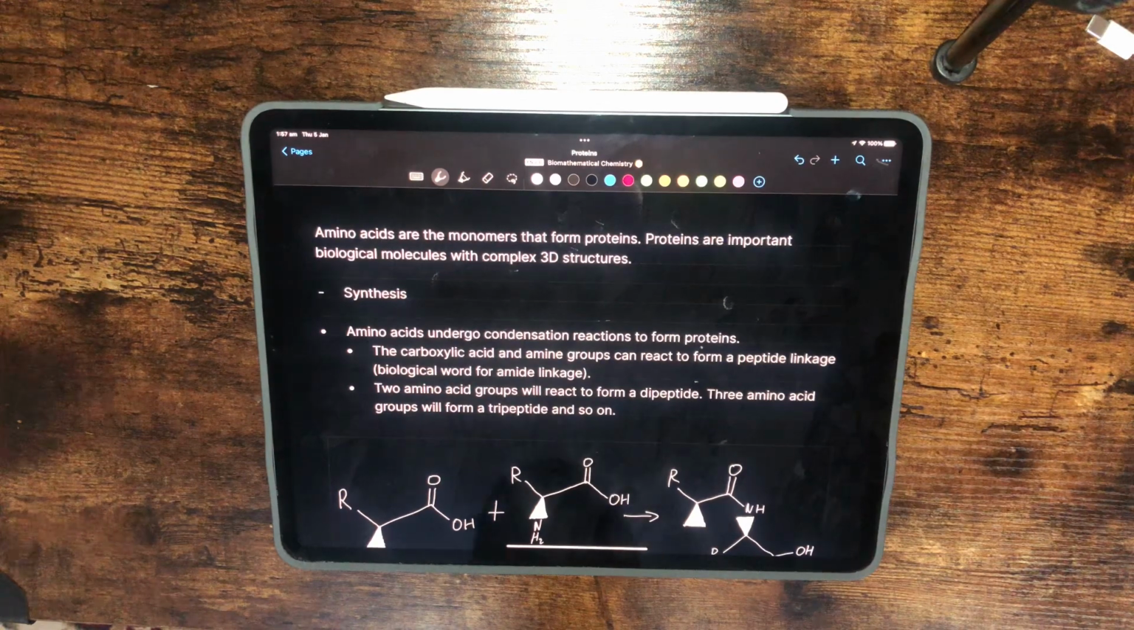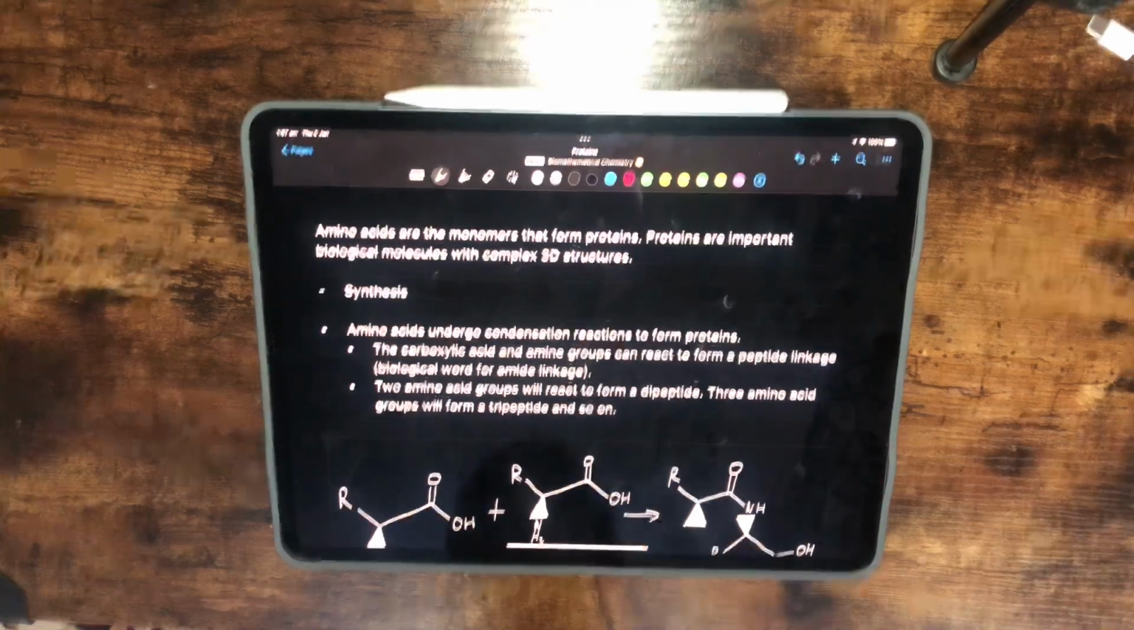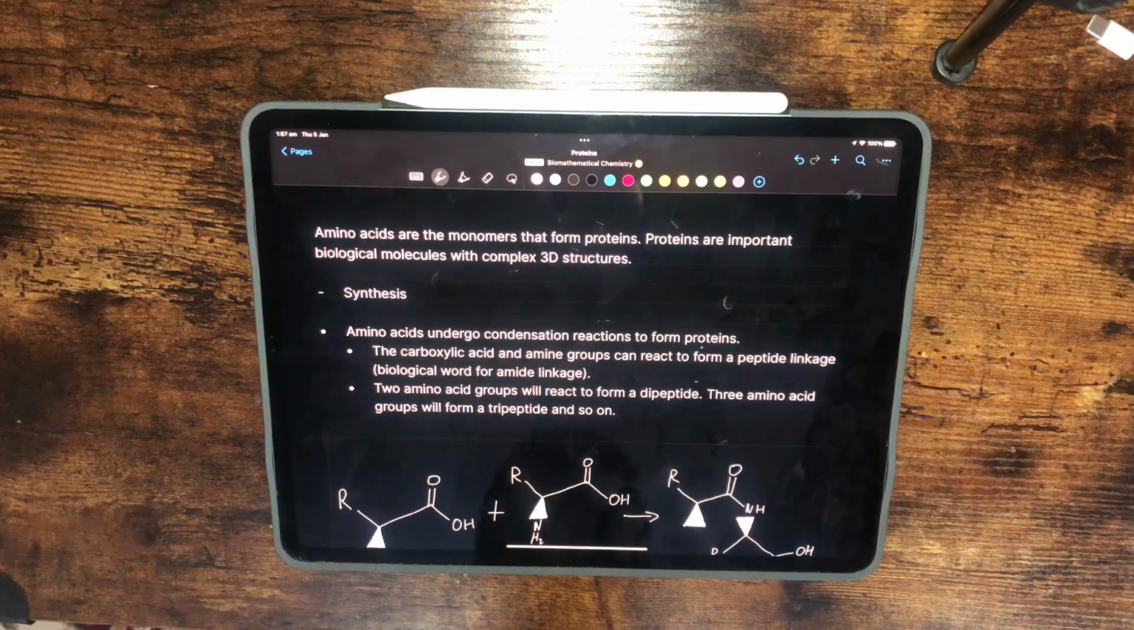All right, so amino acids are monomers that form proteins. Proteins are important biological molecules with complex 3D structures. So, synthesis: amino acids undergo condensation reactions to form proteins. The carboxylic acid and amine groups can react to form peptide linkages, the biological word for an amide linkage, really. So in chemistry, we know this bond here as an amide bond, but in biology they call it a peptide linkage, which is fine, but just so that you don't get confused between the two.